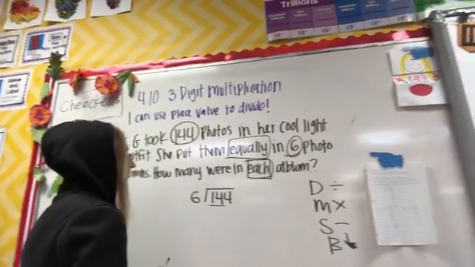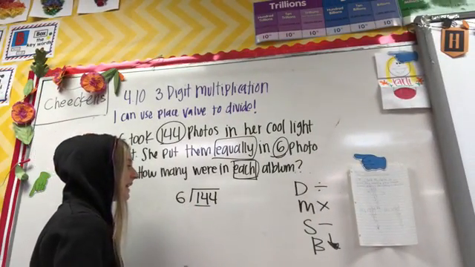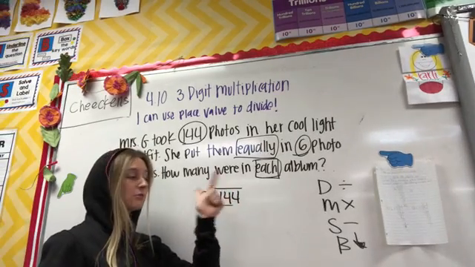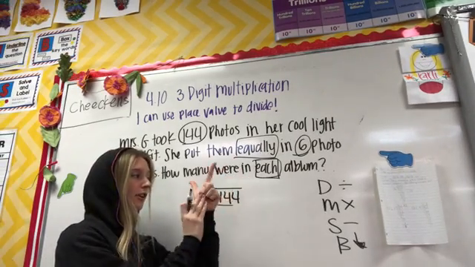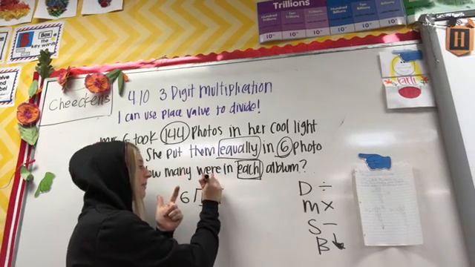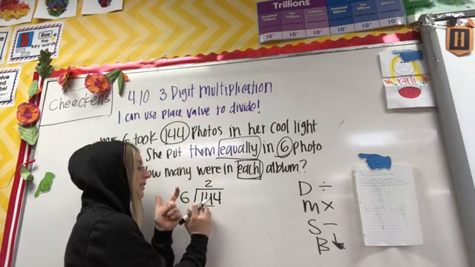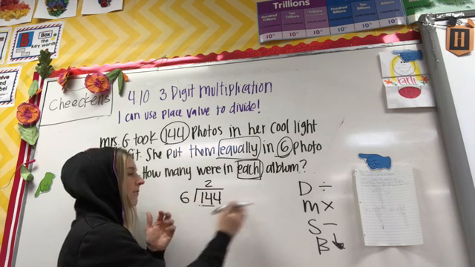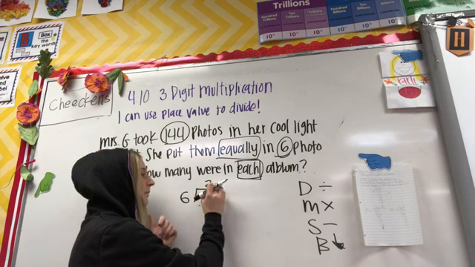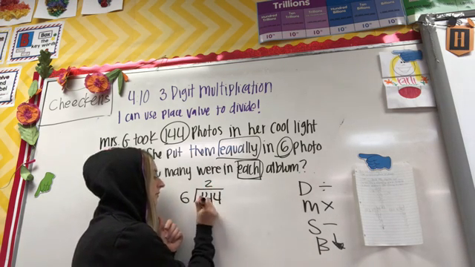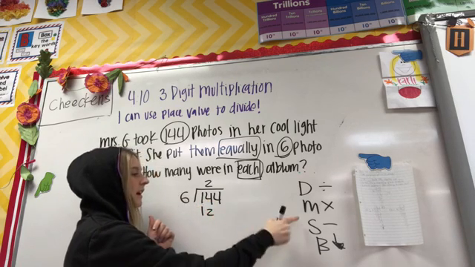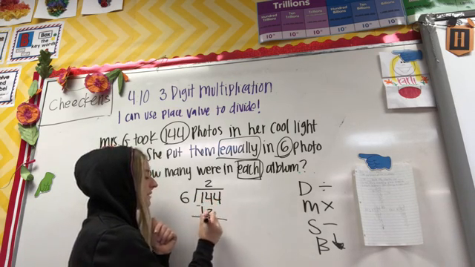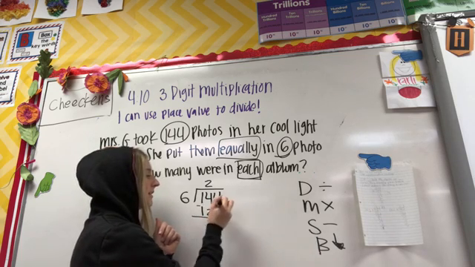It says, so 6 can't go into 14, or 6 can go into 14. How many times? 6, 12, 18. Oh, too far. So 2 times, and the 2 goes above the 4 because it's not going into the 1, it's going into the 14. Alright, so we divided. Now let's multiply. 6 times 2 is 12. Then we subtract. 4 minus 2 is 2. And then we bring down.